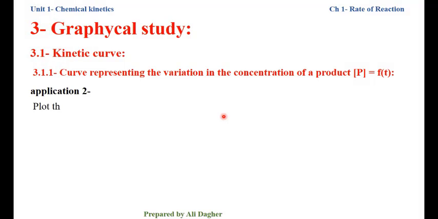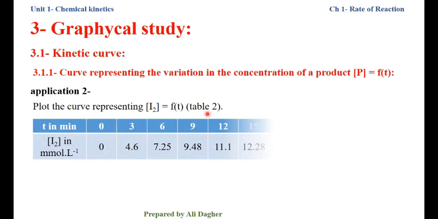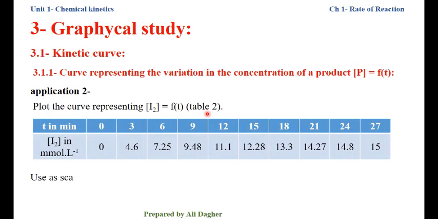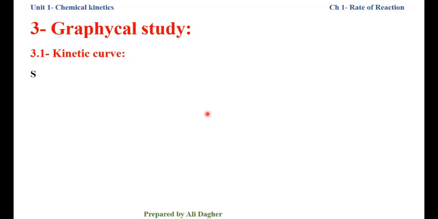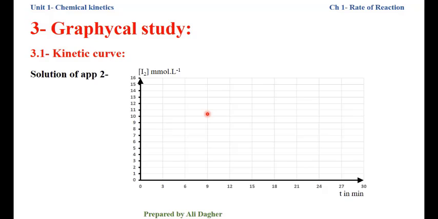Application 2. Plot the curve representing concentration of I2 equals F(t) based on table 2. Using the scale in abscissa 1 cm for 2 minutes, in ordinate 1 cm for 1 millimole. Solution of application 2. In abscissa the time in minutes and in ordinate concentration in millimole per liter.